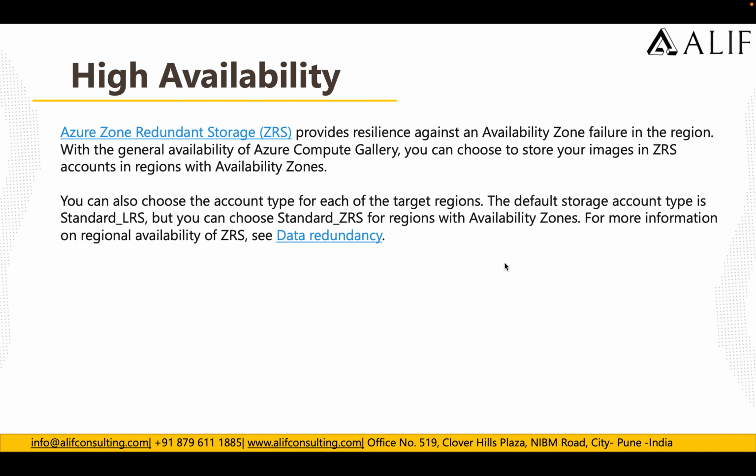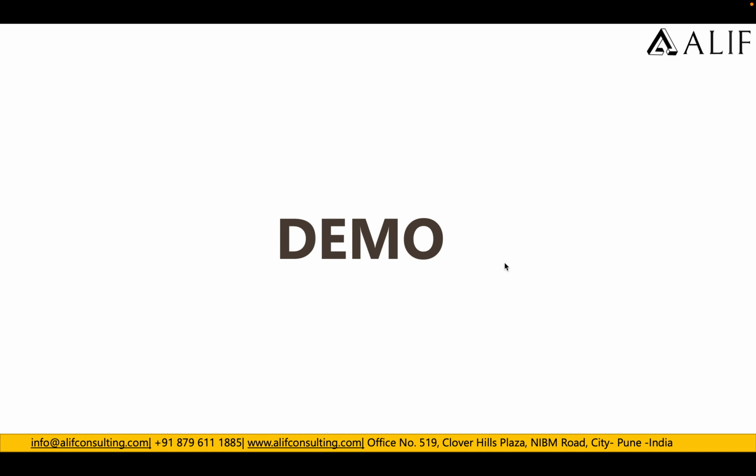The default storage account type is Standard LRS, but you can choose Standard ZRS for the regions with availability zones, right? So we have the ZRS option which we can use, where we can specify our storage account with Compute Gallery, and then we can replicate our images into multiple zones in one region, so that in case one zone fails, we still have the other two zones for our deployment, right? So let's quickly jump into the demo.